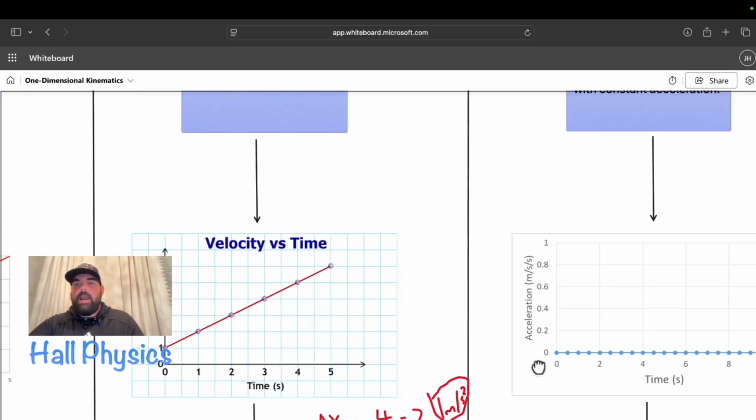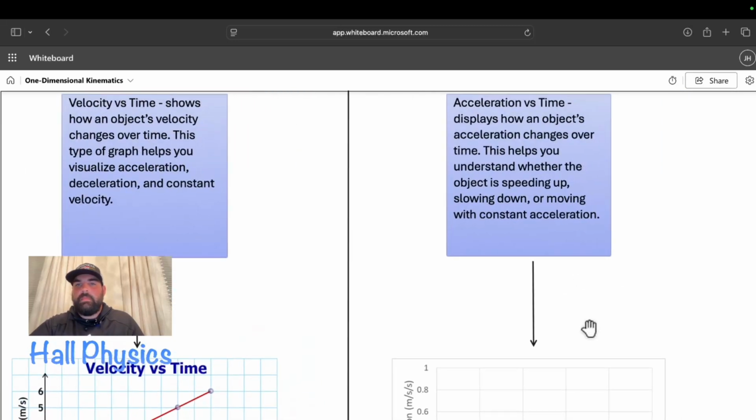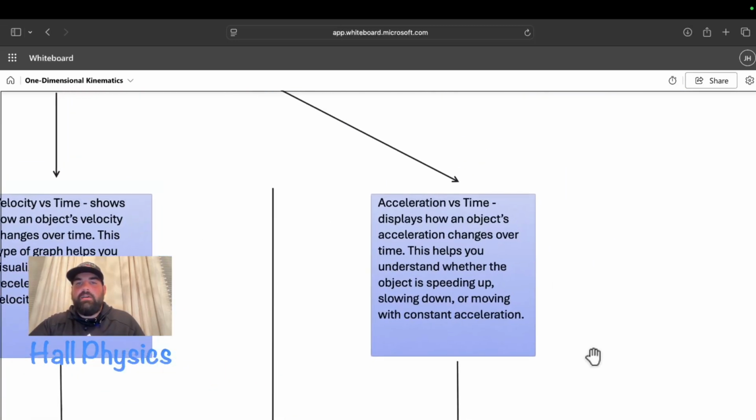Last graph of the day is an acceleration versus time graph. This is going to display how an object's acceleration changes over time. This can help you work backwards to determine an object's velocity, or if an object is moving with constant acceleration.